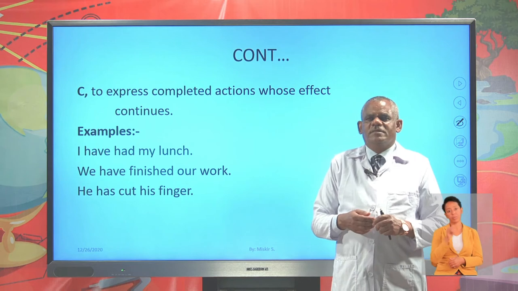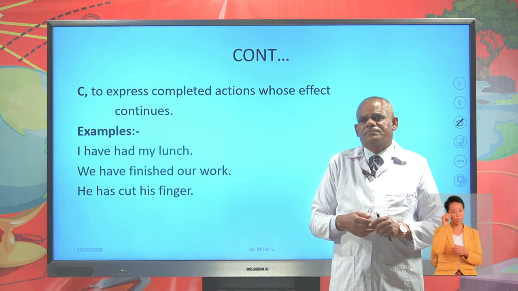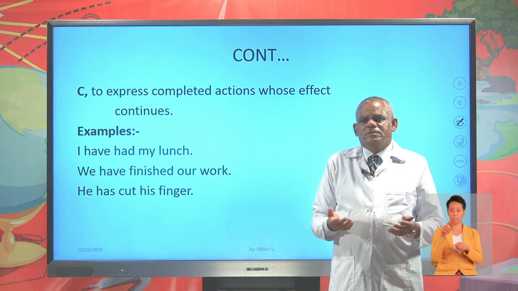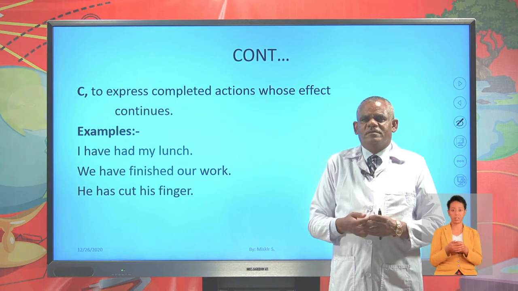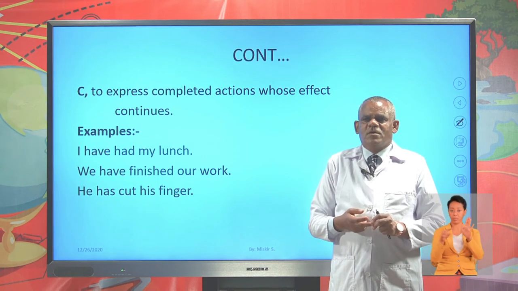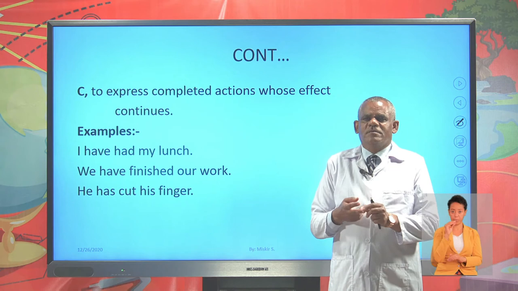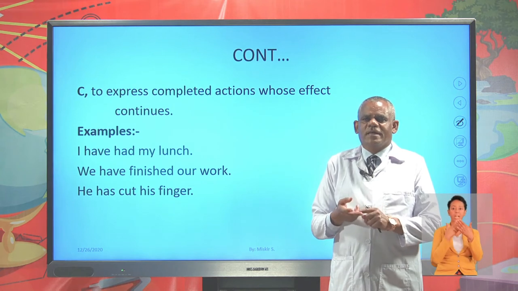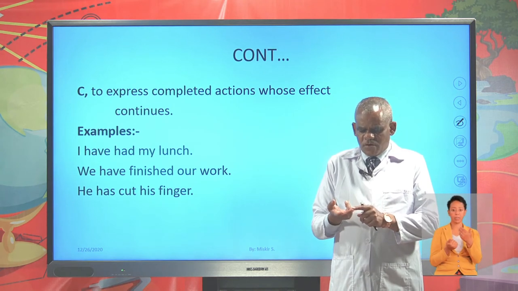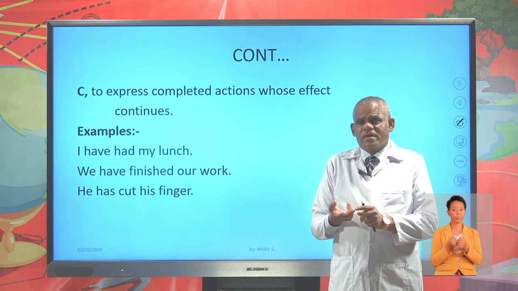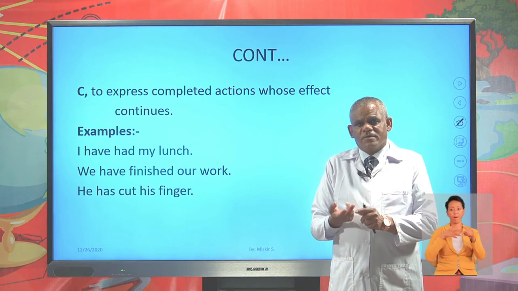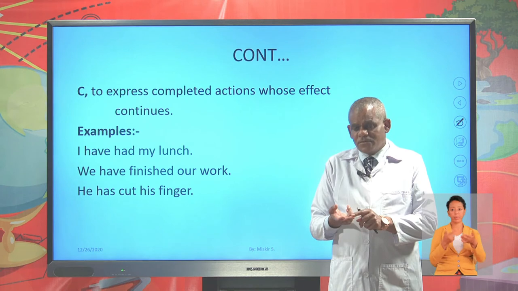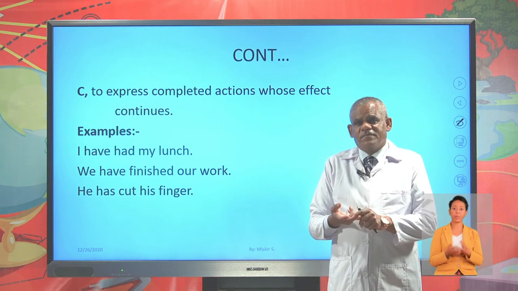Similarly, the third one: he has cut his finger. So, where is the effect? The effect implies that someone is bleeding. You see? Yeah, bleeding. What's wrong with you? Oh, I've cut my finger, okay? So in such a case, bleeding by itself shows the effect of what?